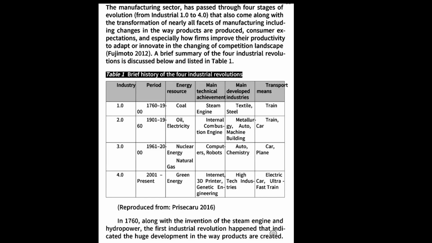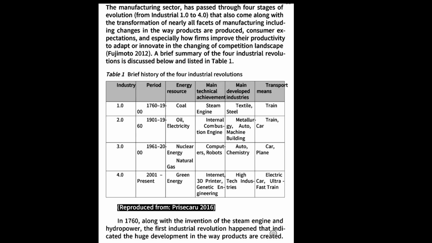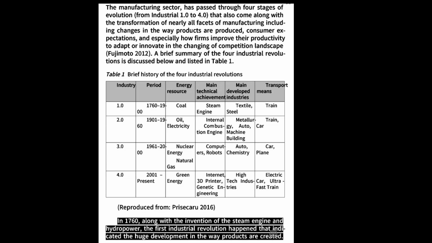Table 1. Brief history of the 4 industrial revolutions. Industry, Period, Energy Resource, Main technical achievement, Main developed industries, Transport means. 1.0: 1760 to 1900, Coal, Steam Engine, Textile, Steel, Train. 2.0: 1901 to 1960, Oil, Electricity, Internal Combustion Engine, Metallurgy, Auto, Machine Building, Train, Car. 3.0: 1961 to 2000, Nuclear Energy, Natural Gas, Computer, Robot, Auto, Chemistry, Car, Plane. 4.0: 2001 to present, Green Energy, Internet, 3D Printer, Genetic Engineering, High-tech industries, Electric Car, Ultra Fast Train. Reproduced from Prisca-Group 2016.